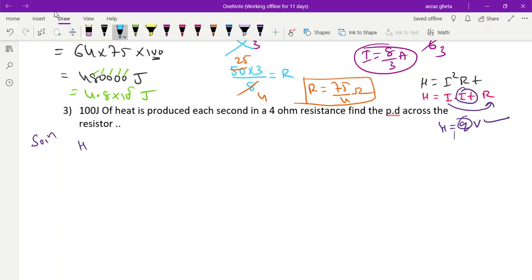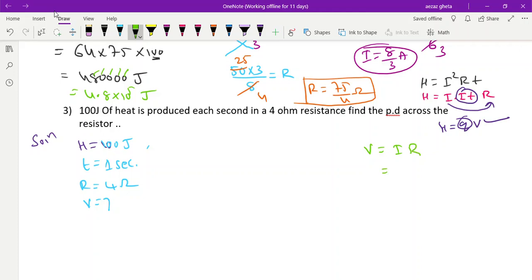100 joule of heat produced each second in a 4 ohm resistance. Find the potential difference. What is the formula of potential difference? V is equal to I R, correct or no?